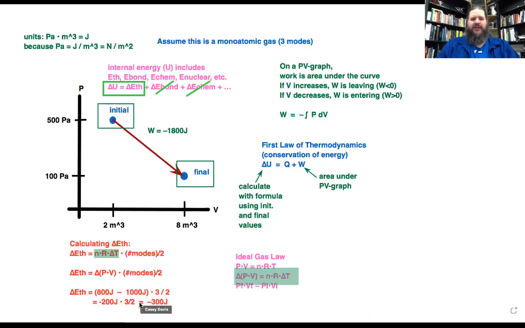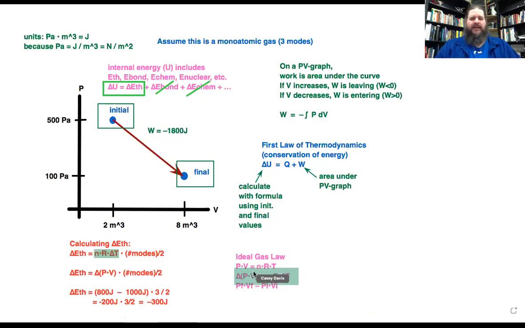The change in thermal energy here is negative 300 joules, which also tells you from initial to final what overall has happened to the temperature. Temperature must have dropped. Yeah, the temperature has dropped because we know the thermal energy has decreased.